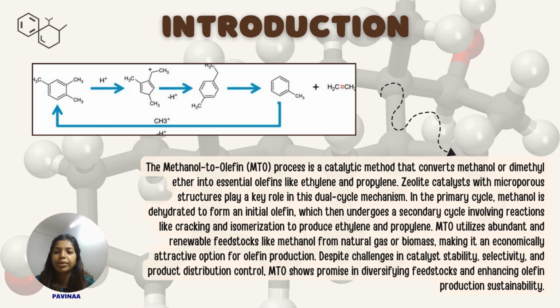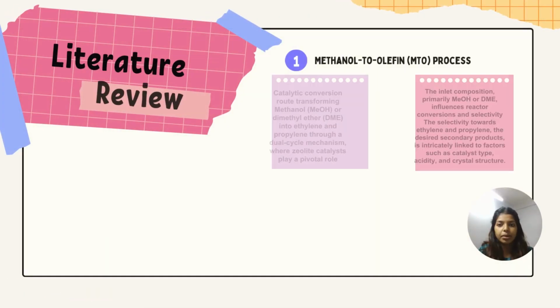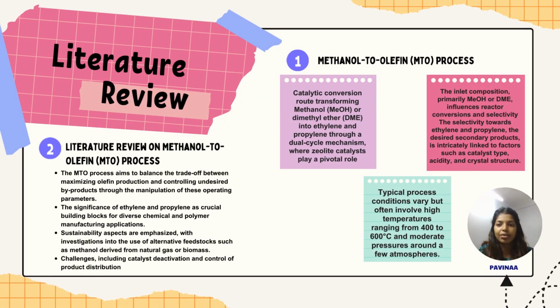of olefin production. The methanol to olefin process is the catalytic conversion route transforming methanol or dimethyl ether into ethylene and propylene through a dual cycle mechanism where the zeolite catalyst plays a pivotal role. The typical process conditions vary but often involve high temperatures ranging from 400 to 600 degrees Celsius and moderate pressures around a few atmospheres. The feed composition, primarily methanol or dimethyl ether, influences reactor conversion and selectivity.